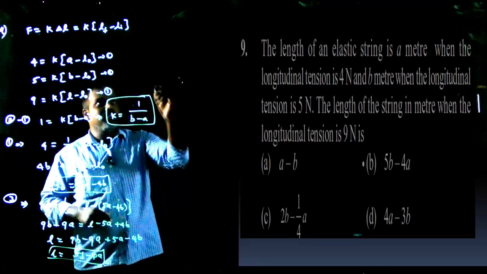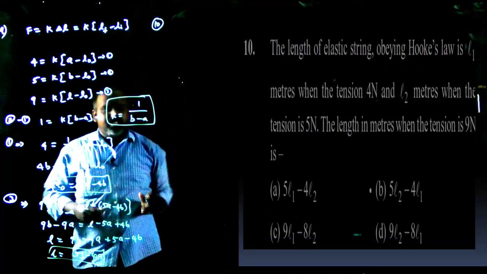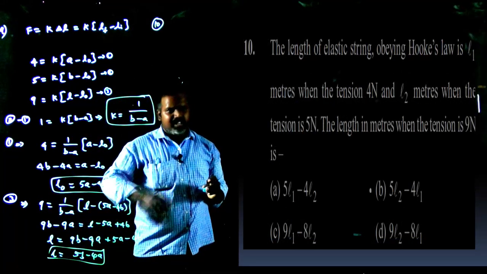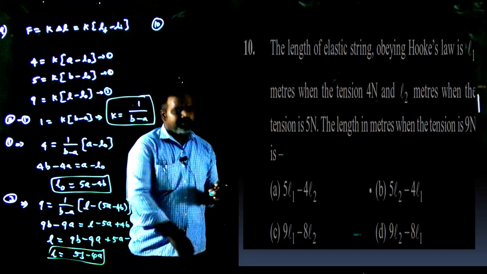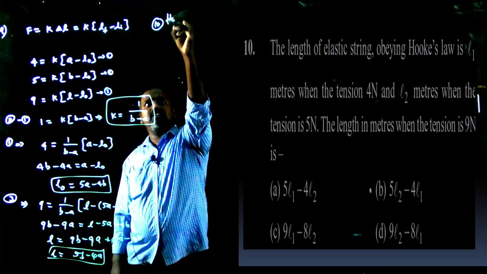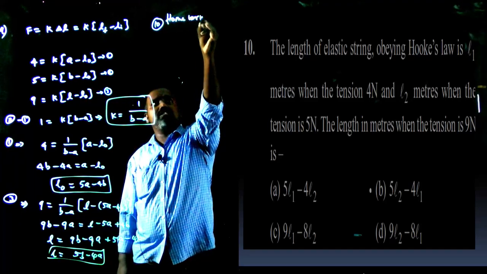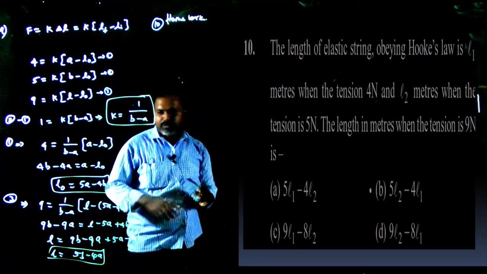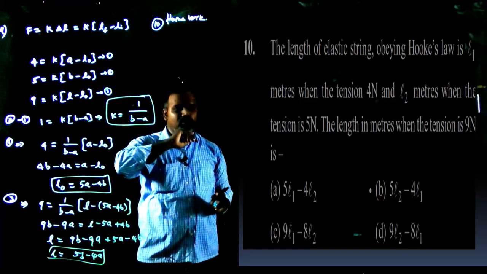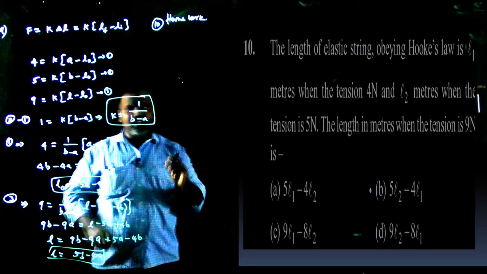Now you please go for question number 10. The length of the elastic string obeying Hooke's law is L1 meters when the tension is 4 newton. I can give this question to you as homework or for self-solving, because the procedure to solve the problem is very similar, in the same manner. I am giving that as your homework part. I am going to question number 11 now.